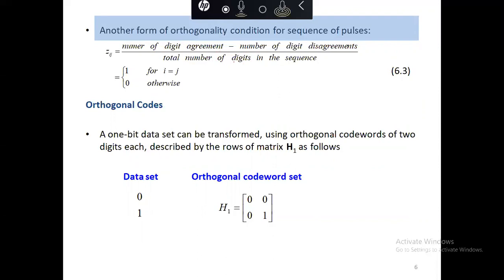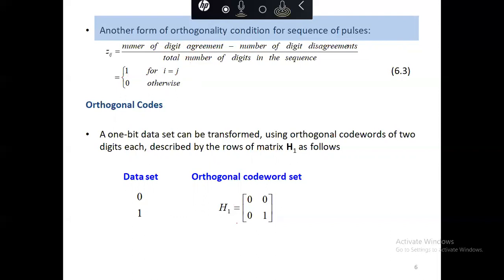So it means that these two sequences are different and they are orthogonal. And if the value is equal to 1, it means this is the autocorrelation with the same symbol, because 8 bits are similar and 0 bits are dissimilar, and 8 by 8 is equal to 1.